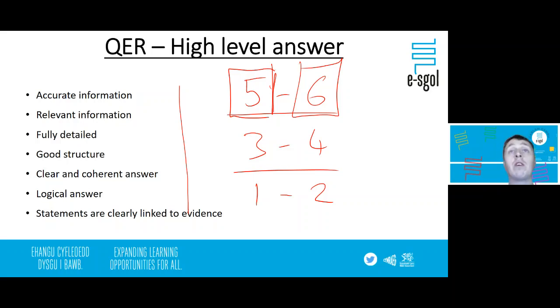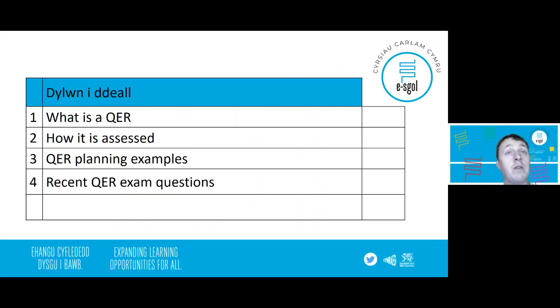So moving on now, I hope we have a good understanding of what QER is. We have an idea of how it's assessed. So again, focus on the physics and then consider your structure and punctuation. And now we can look at some planning examples. So instead of focusing on a single unit today, what I've done is pulled out a recent 6-marker or a recent QER question or some example QER questions that I use with my class just to see how best to approach them.